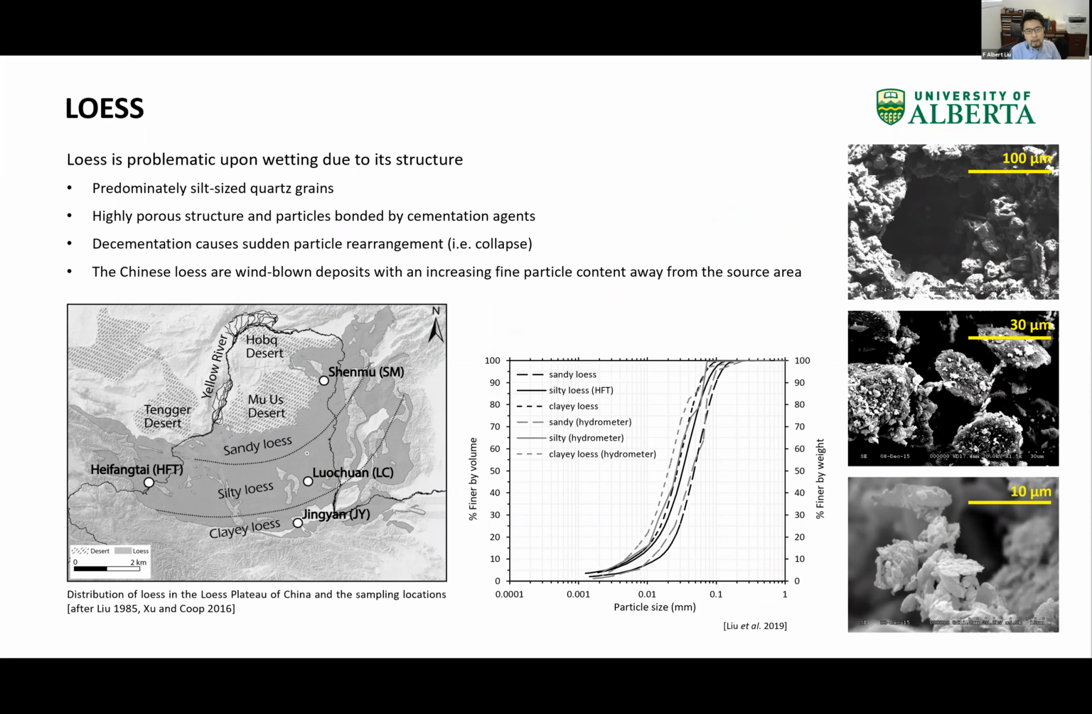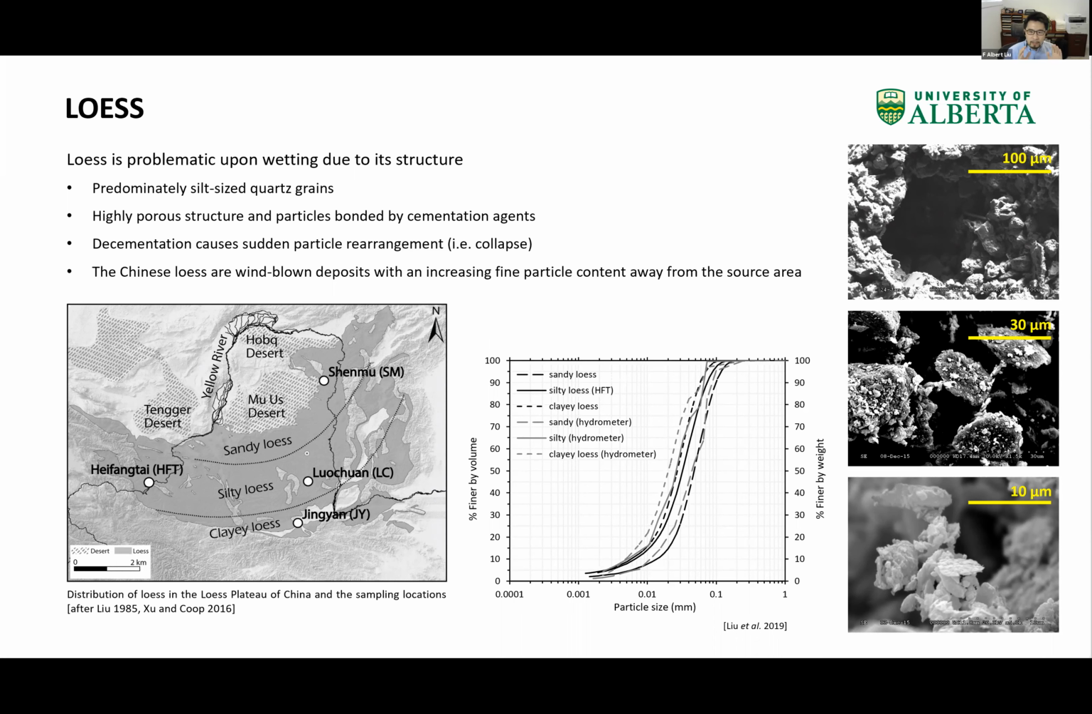So here are some general characteristics of the material. It's problematic, especially upon wetting, because of its metastable structure. It's highly porous, with the particles bonded by the cementation agents. So when the decementation process occurs, the particles are going to rearrange themselves. We usually call that process collapse.